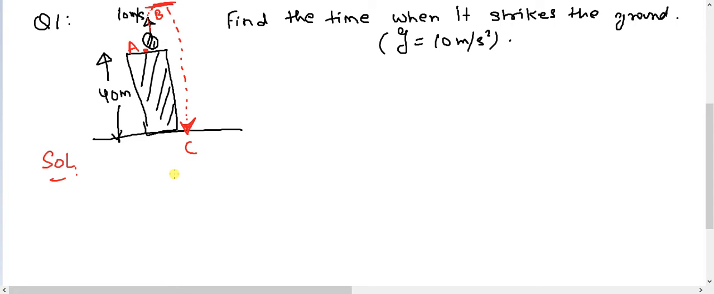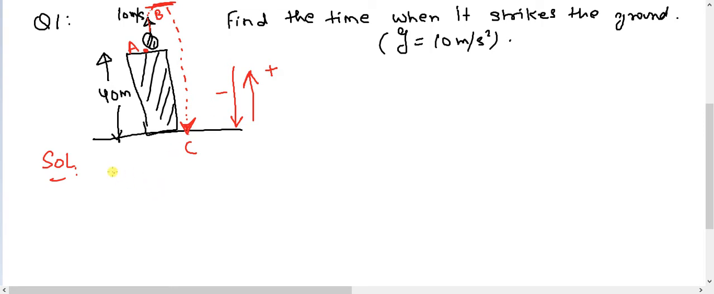Let's write the values. First, I'm considering upward direction as positive and downward direction as negative. This is my sign convention that I'm taking here in this question. It can vary according to you. So let's take upward as positive. Anything which is moving upward will be positive, and anything that is moving downward will be negative.